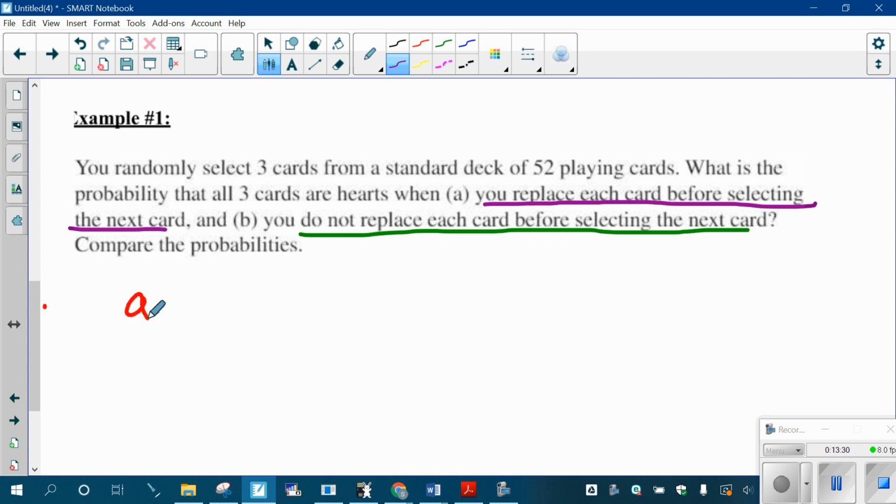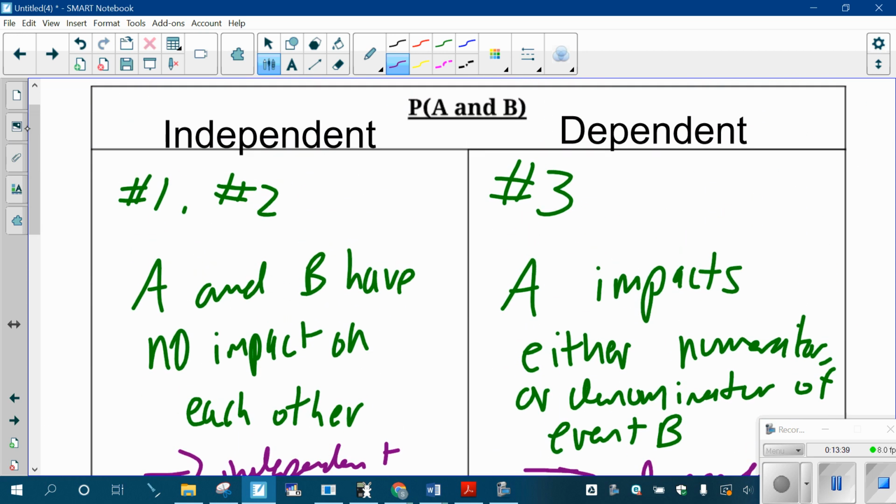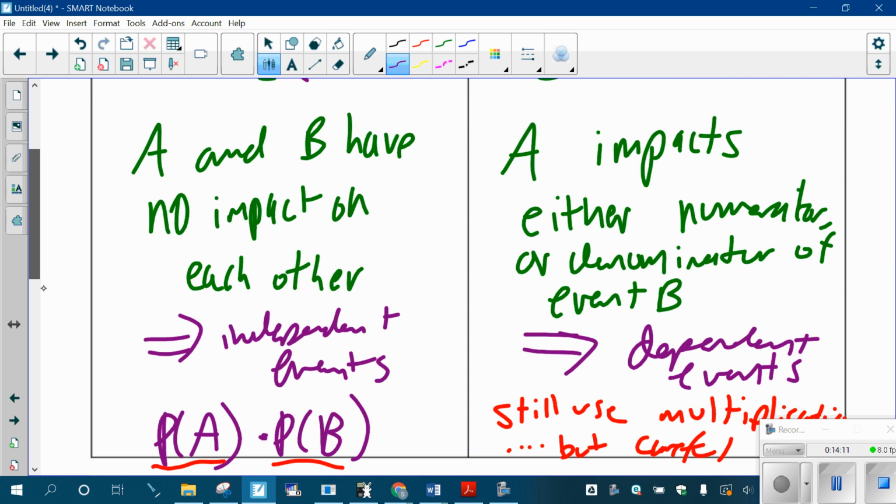So for A, oh yeah, I should say one other thing here. This is me being nice, but whenever you have something where they replace stuff, it makes the events independent, because what happened the first time doesn't matter if you put the thing back. But if you have a situation where you're picking things and you don't replace it, like you eat the Skittle instead of putting it back, then it makes the events dependent, because once you took that card out, you changed the cards that were there. Once you ate that Skittle, you changed the Skittles that were there.